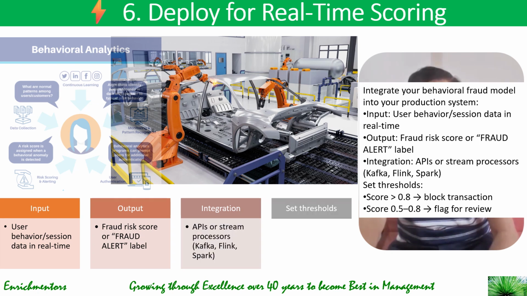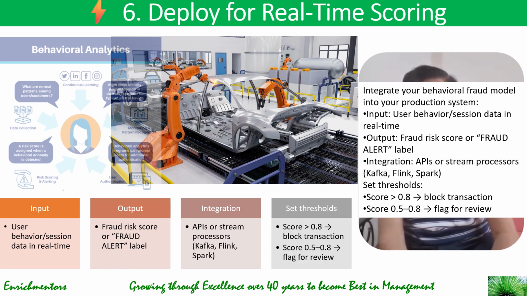And you can set thresholds. For example, if the score is greater than 0.8, block the transaction. If it is 0.5 to 0.8, flag for review. So that's how the deployment for real-time scoring can happen.